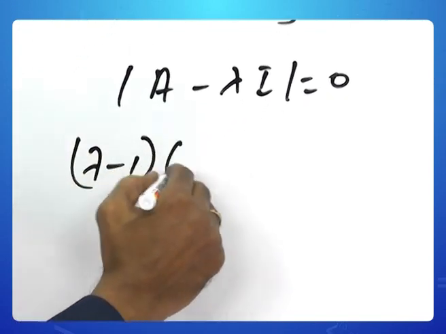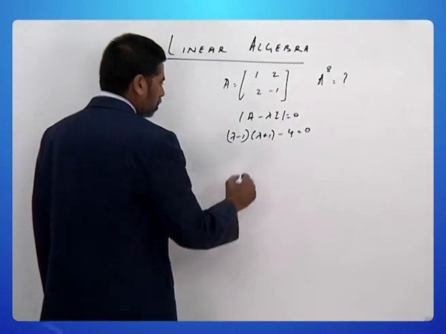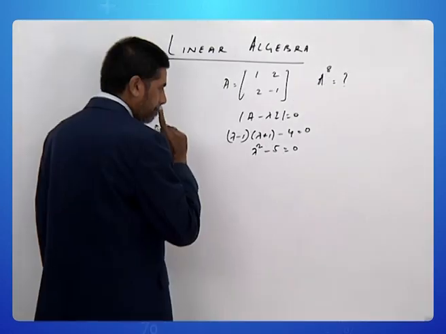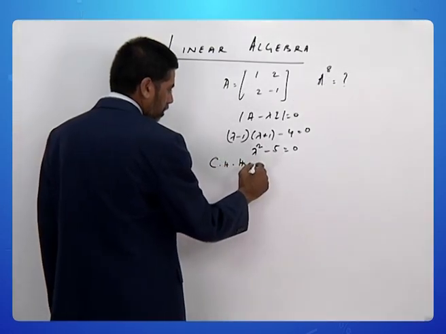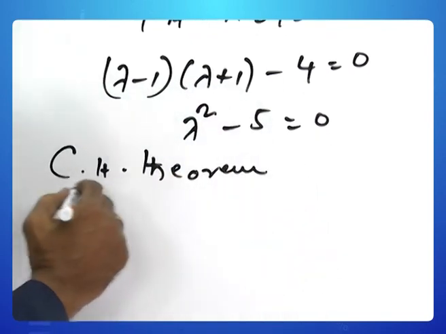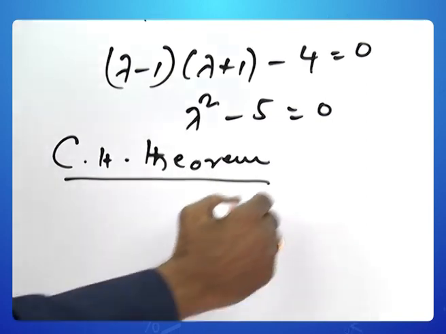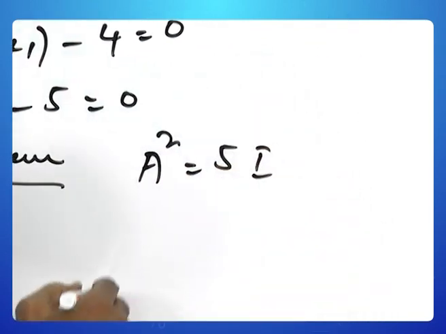Lambda minus 1 into lambda plus 1 minus 4 is equal to 0. This will give us lambda square minus 5 is equal to 0. Now, the Cayley-Hamilton theorem says that every matrix will satisfy its characteristic equation. Accordingly, we can write this as A square is equal to 5I.